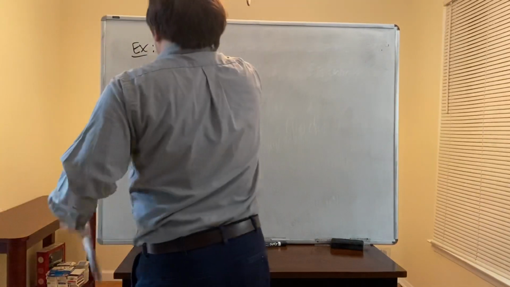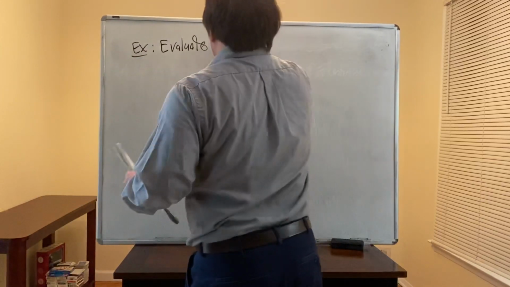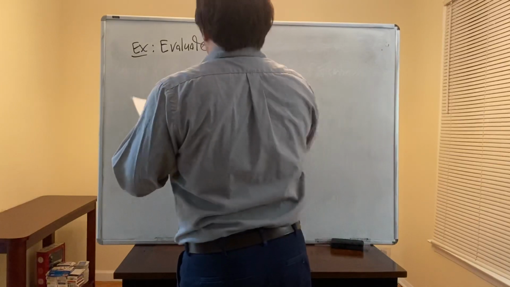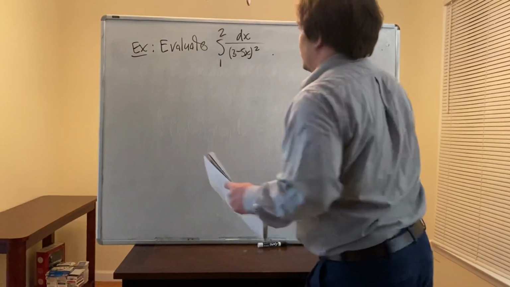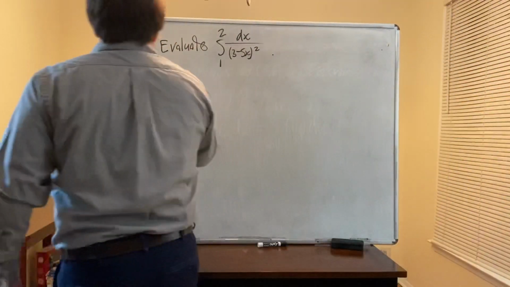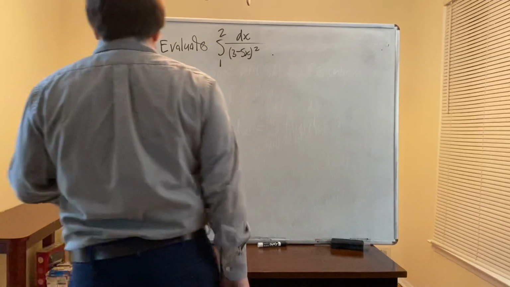Okay, so evaluate the definite integral from 1 to 2 of dx over 3 minus 5x squared. Okay, let's find that definite integral using the theorem. Solution: it's the substitution rule for definite integrals.